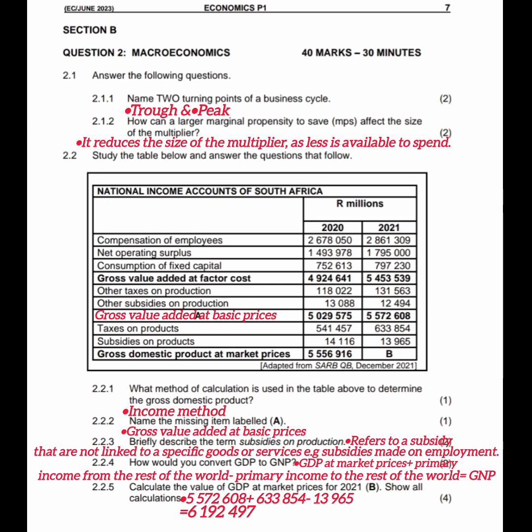Let's say it again. 5,572,608 plus 633,854 minus 13,965, which is equal to 6,192,497. So that's how we do it.